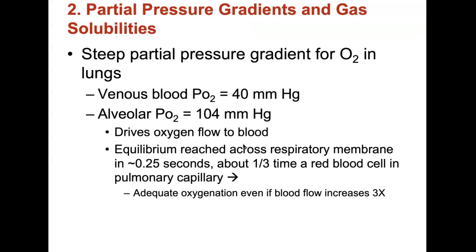Let's go over to the second factor that can affect external respiration, and this is the partial pressure gradients and gas solubilities. Partial pressure gradients of oxygen and carbon dioxide drive the diffusion of these gases across the respiratory membrane. A steep oxygen partial pressure gradient exists across the respiratory membrane because the partial pressure of oxygen in deoxygenated blood in the pulmonary arteries is only about 40 millimeters of mercury, as opposed to approximately 104 millimeters of mercury in the alveoli. As a result, oxygen diffuses rapidly from the alveoli into the pulmonary capillary.